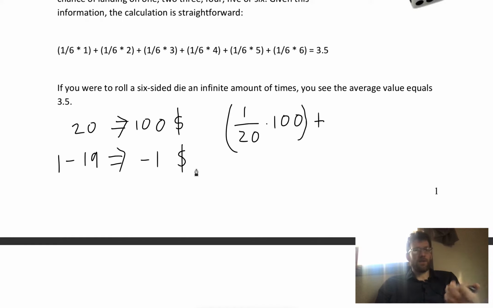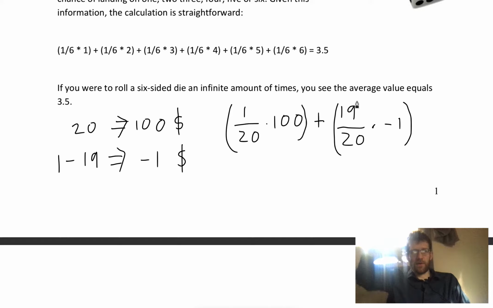and we're going to take that and we're going to add it to the probability that we don't get a 20. So how often do we get 1 through 19? Well, it's 19 out of 20. And then we're going to multiply that by the value of that outcome. So in that case, it's negative 1. And we're just going to add up these two things.